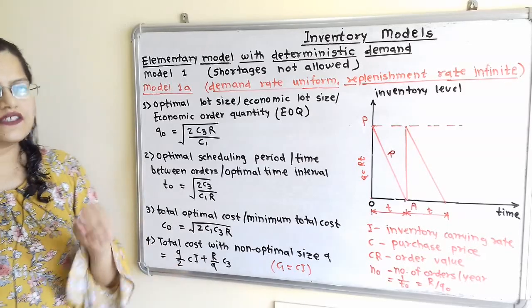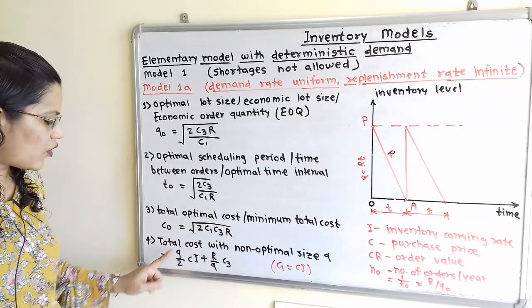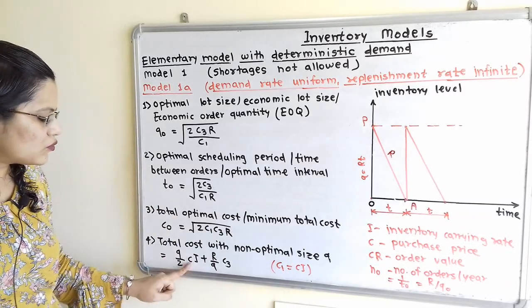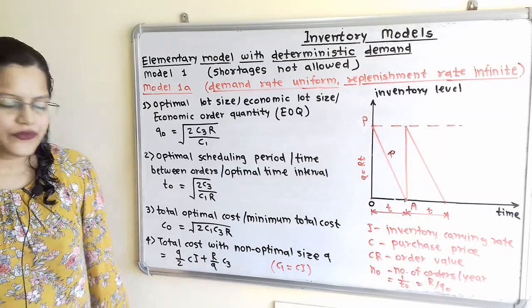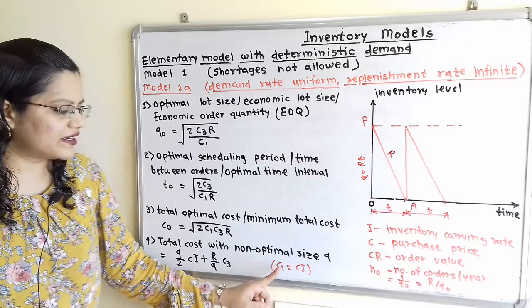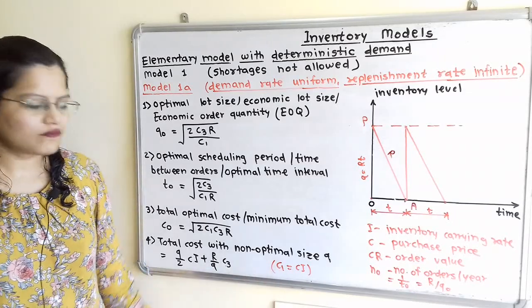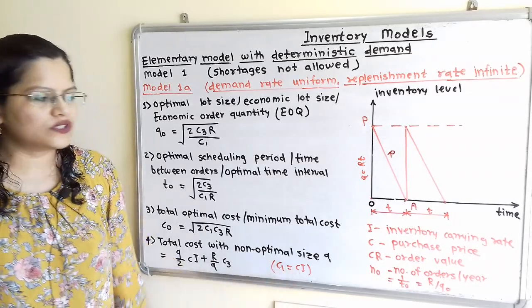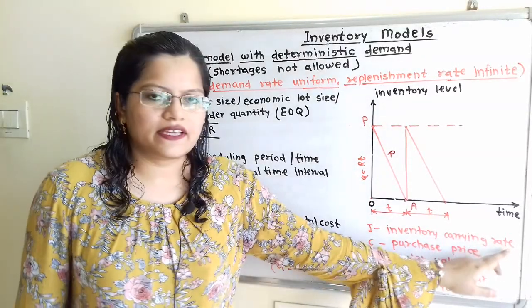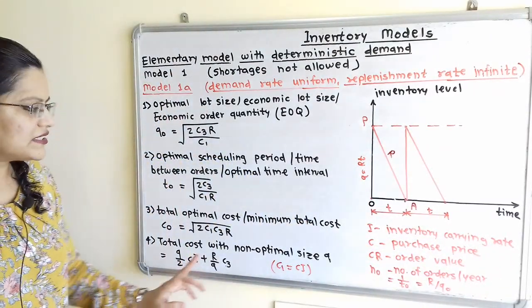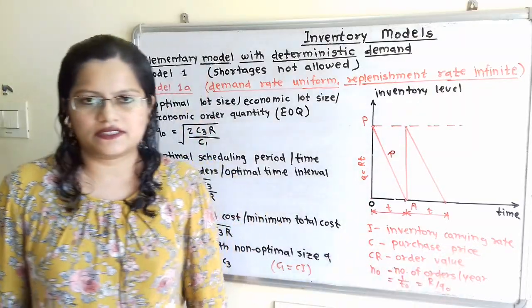Whenever there is non-optimal size, then for cost we have to write Q by 2 into Ci plus R by Q into C₃. Now instead of Ci, we can take here C₁, because C₁ is equal to Ci. Now what is this I? I is the inventory carrying rate. Then what is this C? C is the purchase price.